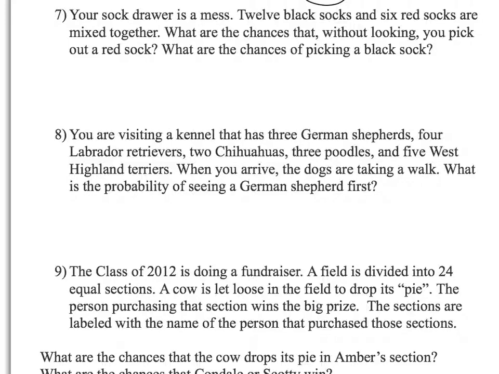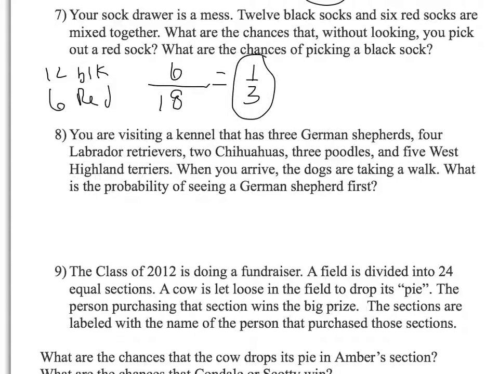So your sock drawer is a mess. There's 12 black, 6 red that are all mixed together. What are the chances, without looking, you pick out a red sock? So, how many total socks are there? Our 12 plus 6 looks like about 18. How many red socks do we have? 6 out of 18, which we're going to reduce to 1/3. So there's a 1/3 chance of picking a red sock. Now, what are the chances of picking a black sock? Well, if you don't pick a red sock, you're going to have to pick a black sock. If there's a 1/3 chance of picking a red sock, there's a 2/3 chance of picking a black sock.